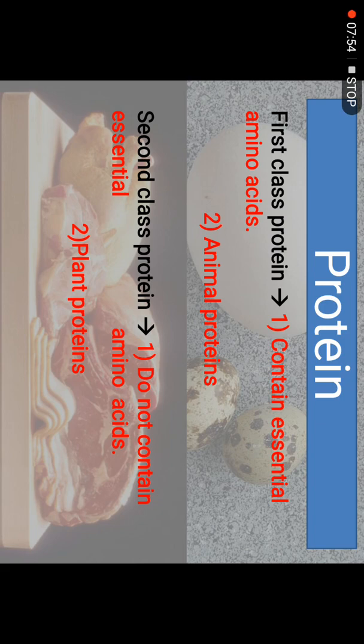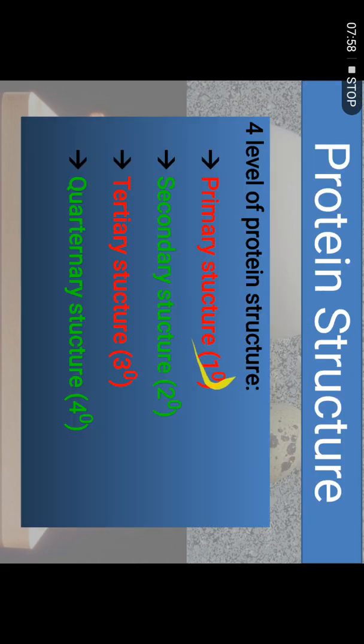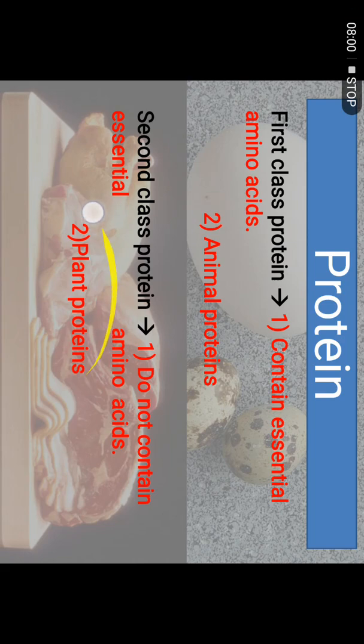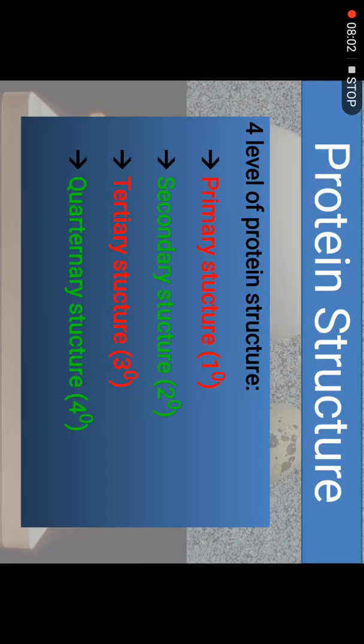So most of the time, the first class protein comes from animal protein, and the second class protein comes from plant proteins. Plant proteins such as the nuts. All the nuts, cashew nut, peanuts, groundnuts. Those nuts contain proteins. Now after this is the protein structure.